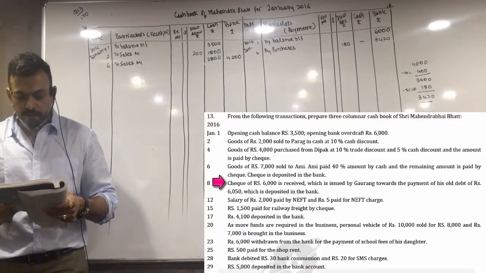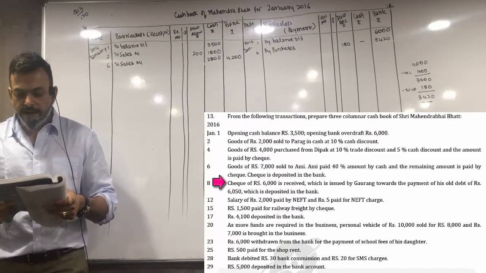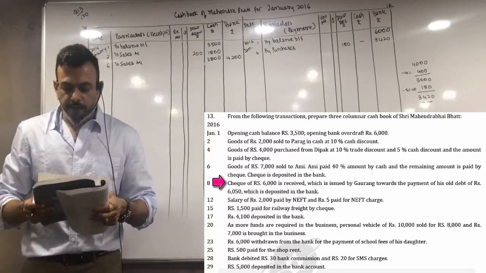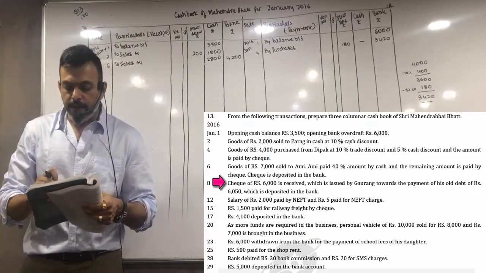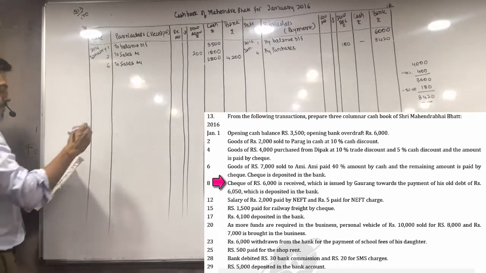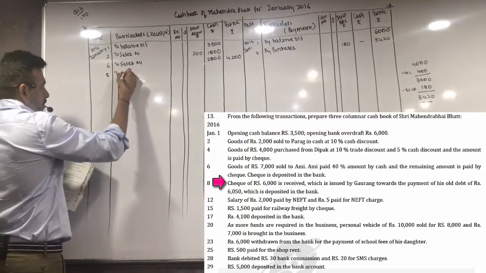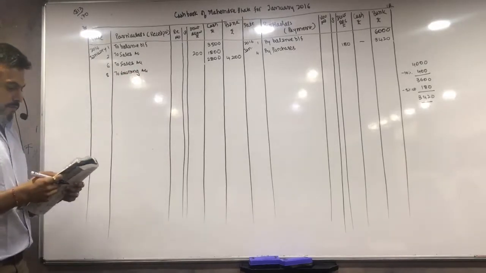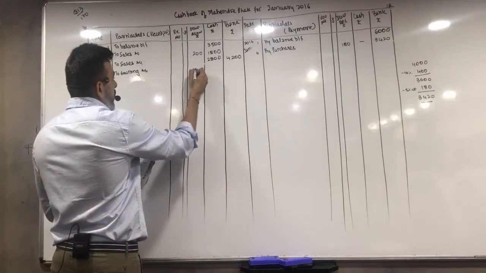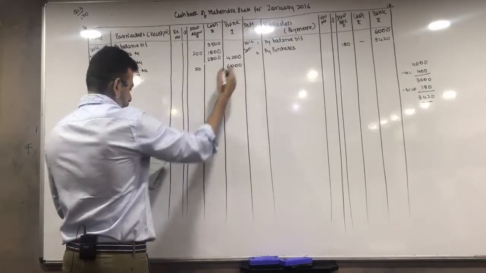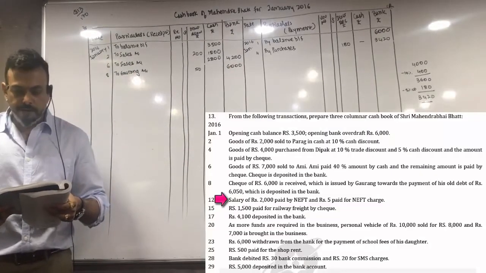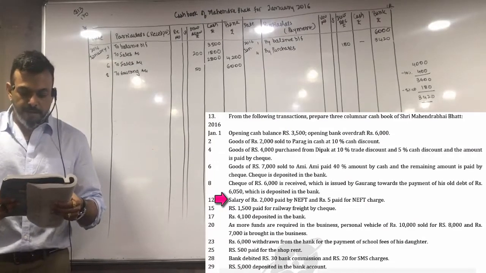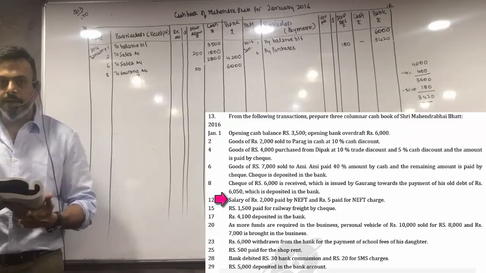Check of 6,000 is received, which is issued by Gaurang towards the payment of his old debt of 6,050, which is deposited in the bank. So receipt side, to Gaurang, discount of 50, check of 6,000. Salary of 2,000 paid by NEFT and ₹5 paid for NEFT charge.